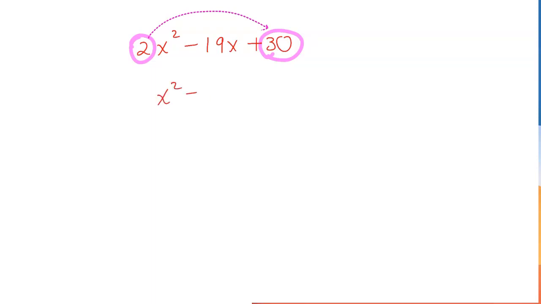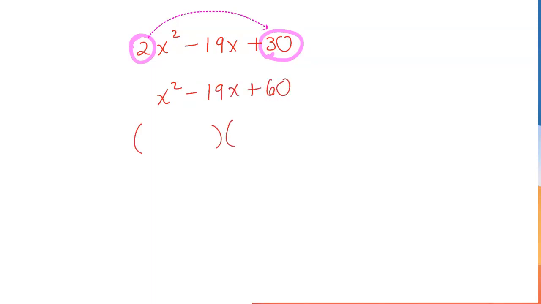Another one is 2x squared minus 19x plus 30. I like this method. I'll do 2 times 30. If I multiply 2 times 30, wouldn't that be 60? Okay, I'll go ahead and write my new trinomial then: x squared minus 19x plus 60.